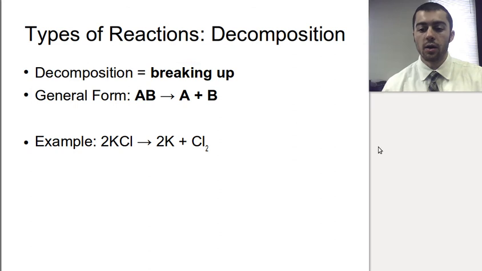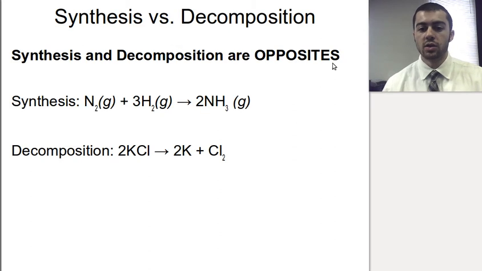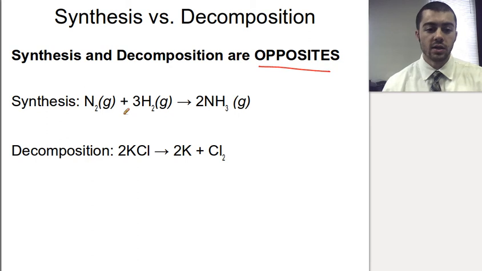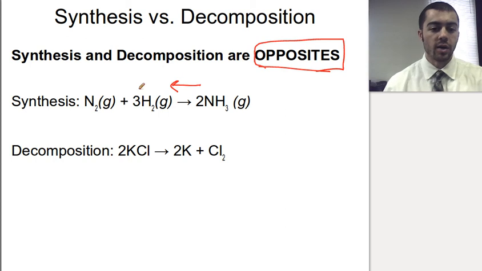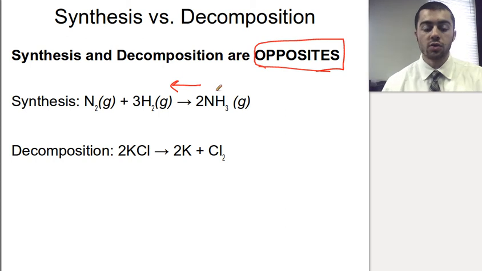We can compare synthesis and decomposition, more accurately contrast them as opposites, because synthesis is two things becoming one and decomposition is one thing becoming two. So synthesis and decomposition are opposites. That's very important. If we take a synthesis reaction and essentially reverse it, so if we went this way instead, we would have NH3 becoming H2 and N2. We'd be breaking the NH3 up into its parts. So if we're breaking up into parts, that would then be a decomposition reaction.